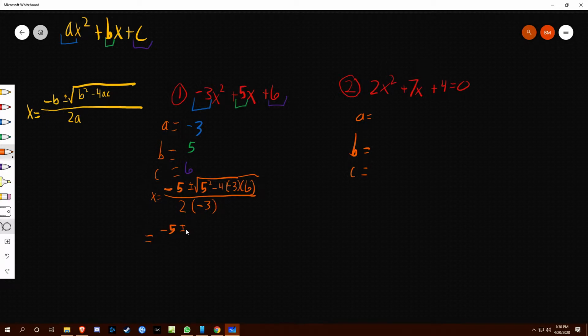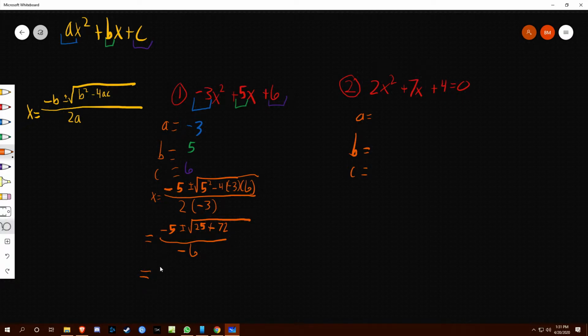Going inside the parentheses, I have 5 squared, which is 25. I have negative 4 times negative 3. Negative 4 times negative 3 makes a positive 12. And there's a positive 12 times 6. This is going to be plus, and 10 times 6 is 60, plus 12, so 72. So it'll be 25 plus 72, all over 2 times negative 3, which is going to be negative 6. Cool. That's the last I can do there.